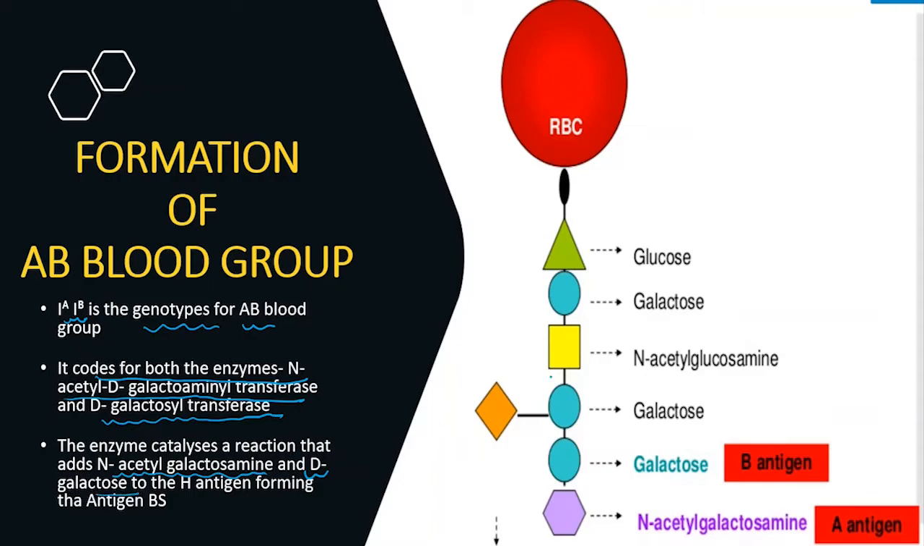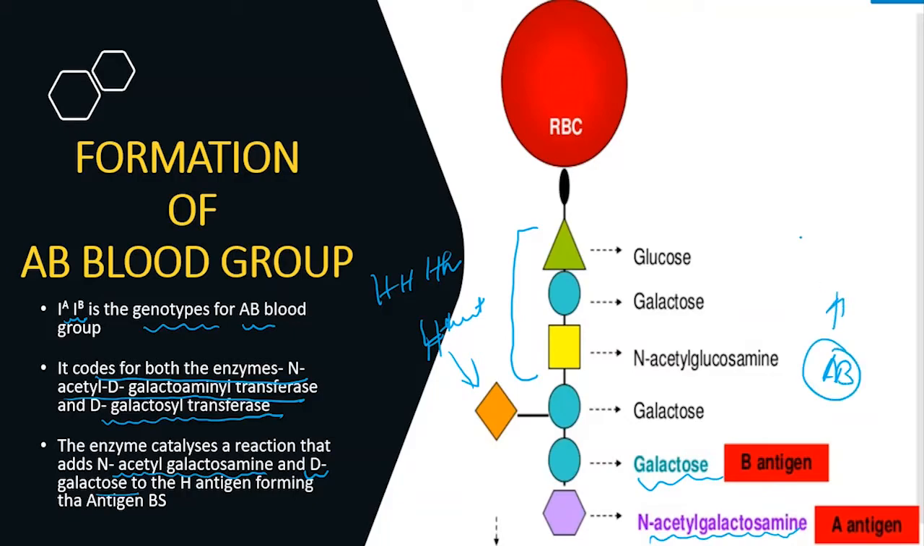D-galactose, and ultimately what is happening is, to this precursor chain where L-fucose has been added to form the H antigen in the presence of H gene, both D-galactose and N-acetyl galactosamine are added, giving rise to the AB antigen, which subsequently expresses as AB blood group of the individual.